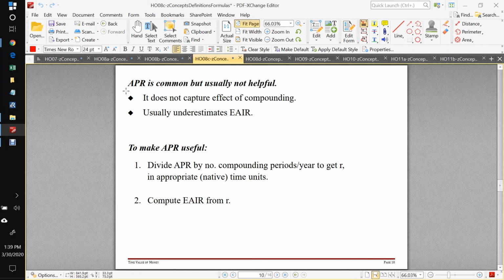Okay, so APR is common but not usually helpful. So whenever we see an APR, we want to convert it right away to an R. First thing, convert it to a native R. We never want to put an APR in any of our time value equations. So what do we do? We just divide it by the number of compounding periods per year. That gives us our native R. And then we can compute an EAIR from that R using our EAIR formula.